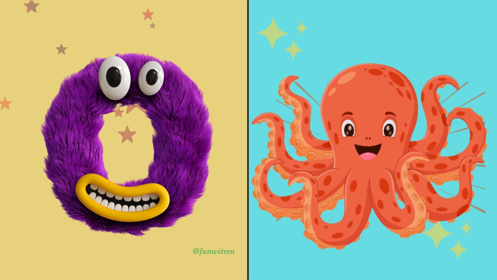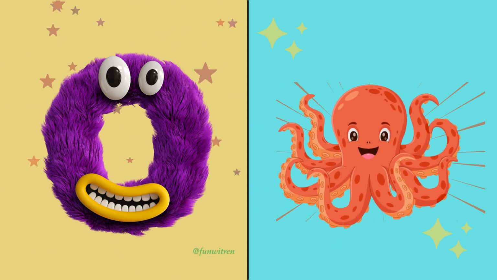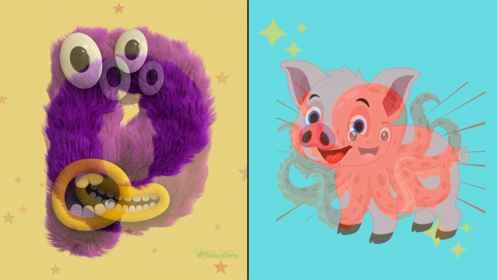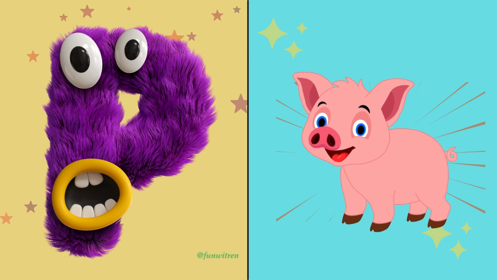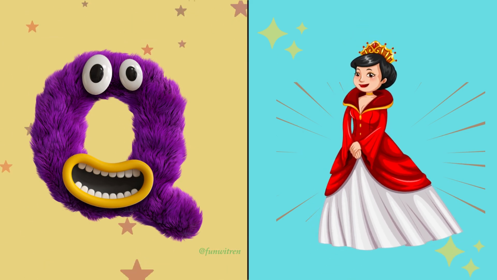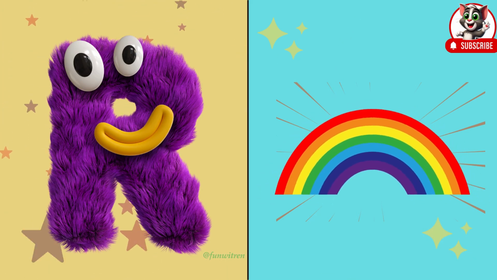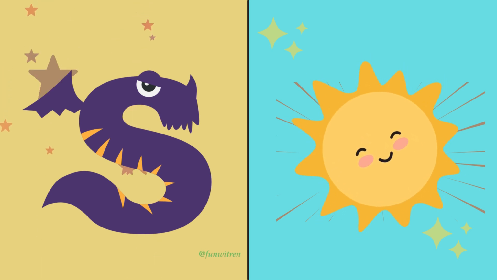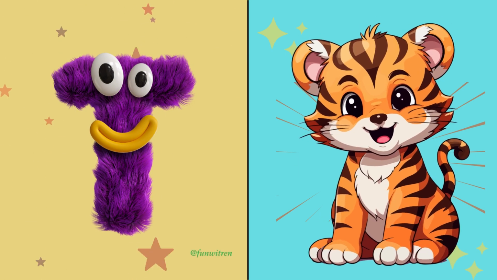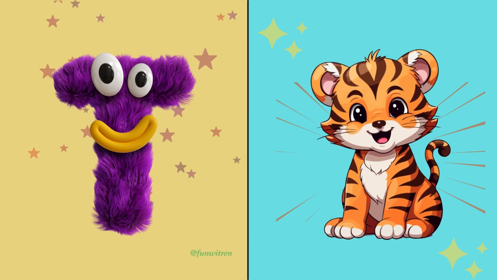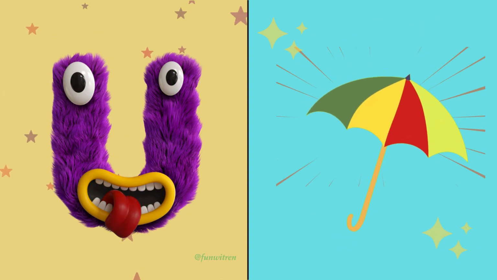O is for octopus, O. P is for pig, Q is for queen, Q. R is for rainbow, S is for sun, S. T is for tiger. U is for umbrella, U.